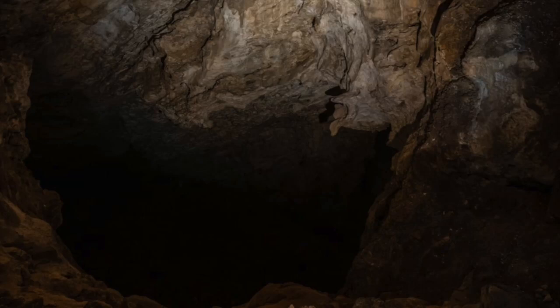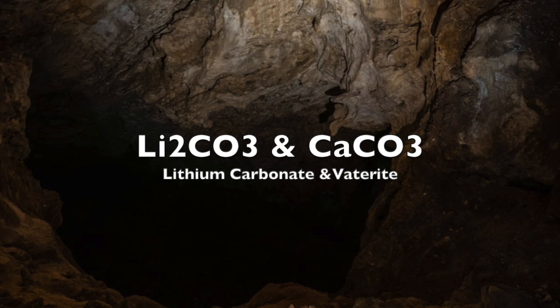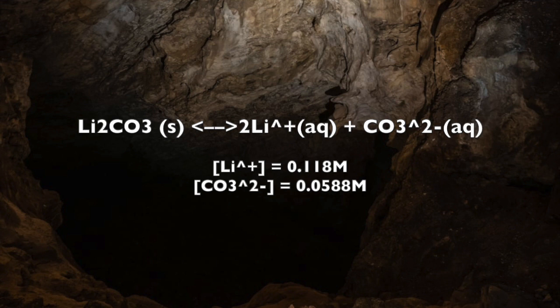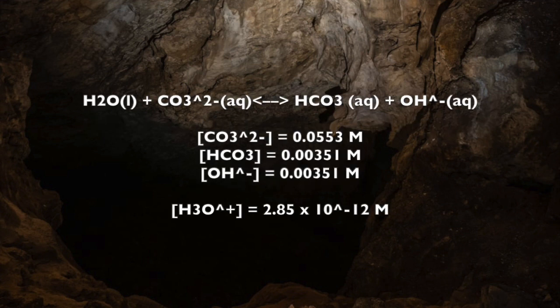As water drips into the cave, it passes through many different minerals, but we primarily focused on lithium carbonate and vaterite. Now, with regards to the lithium carbonate, as water passes through it, it dissociates into lithium plus ions and CO3 2 minus ions. The concentrations of these can then be calculated. We can then use the concentration of these CO3 2 minus ions to calculate the concentration of all sorts of other ions, including the real concentration of CO3 2 minus, HCO3, OH minus, and then from there we can find the H3O plus concentration as well.